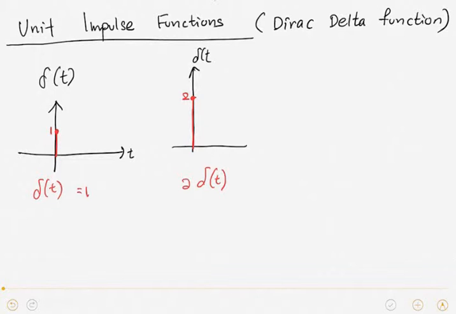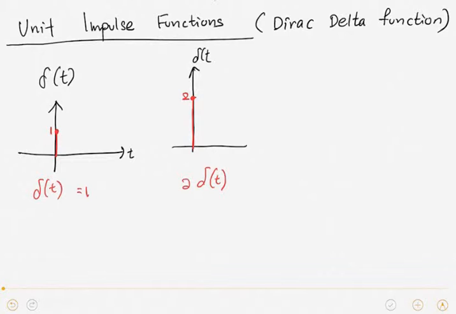Delta t means that at t equal to 0, delta t equals 1. So that is delta t. Apart from that, it is always 0. So this is the delta t.